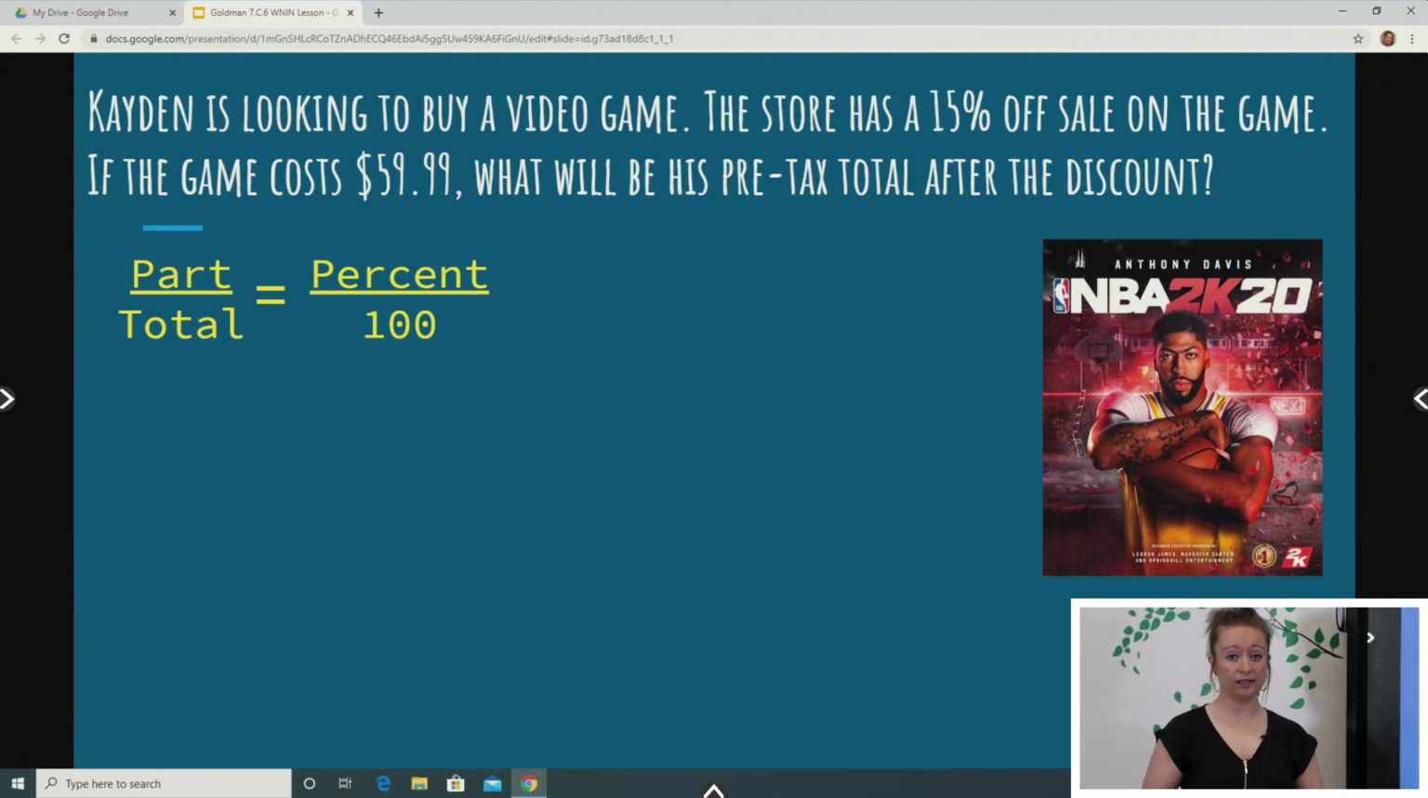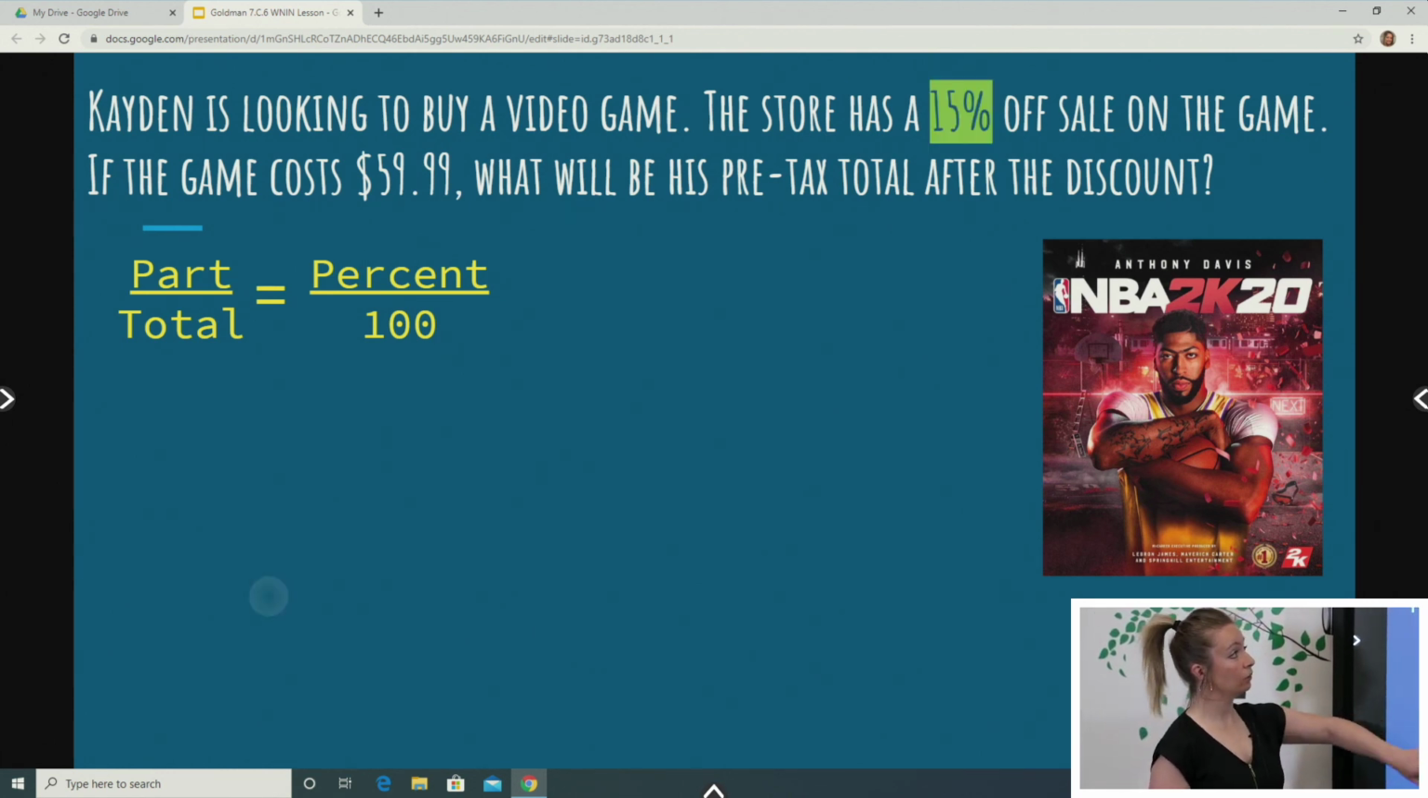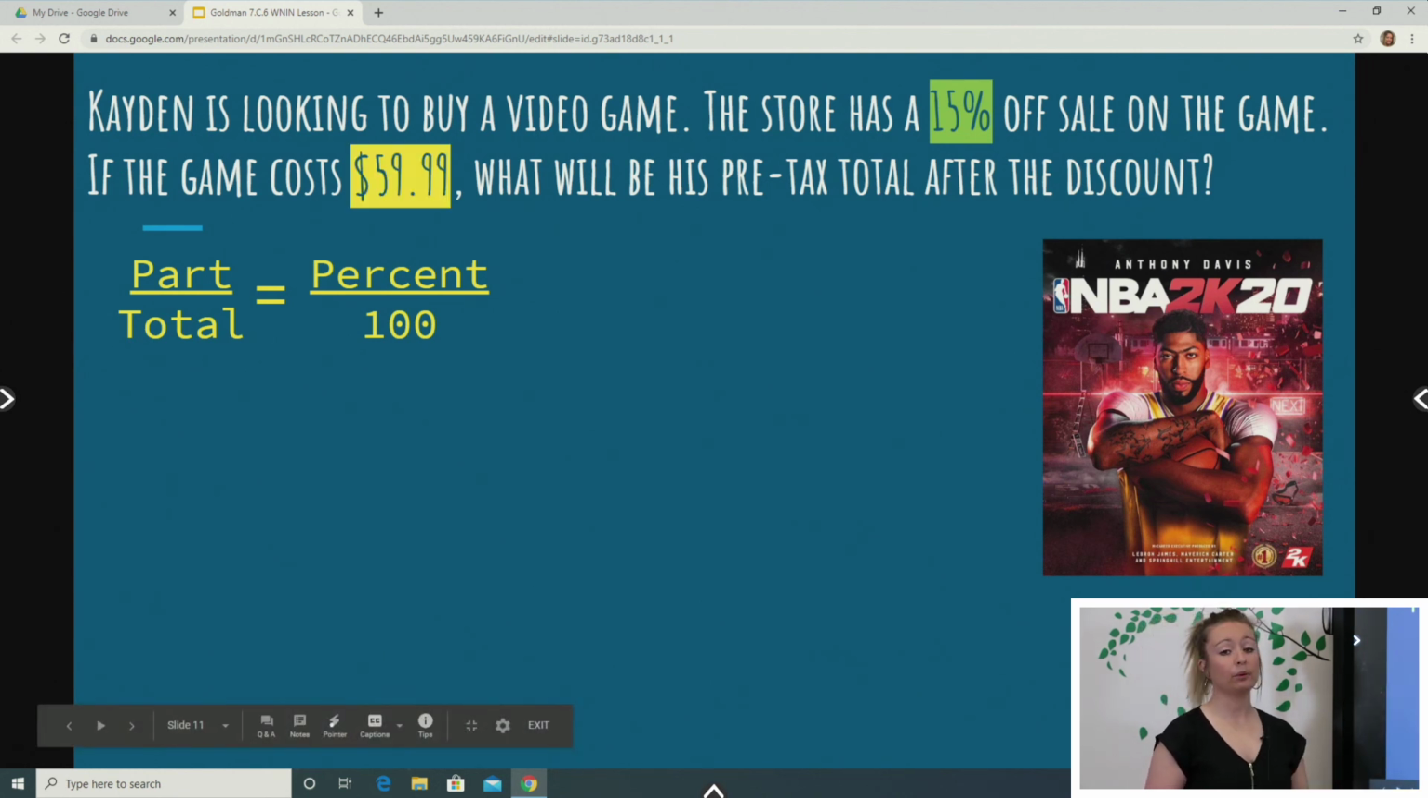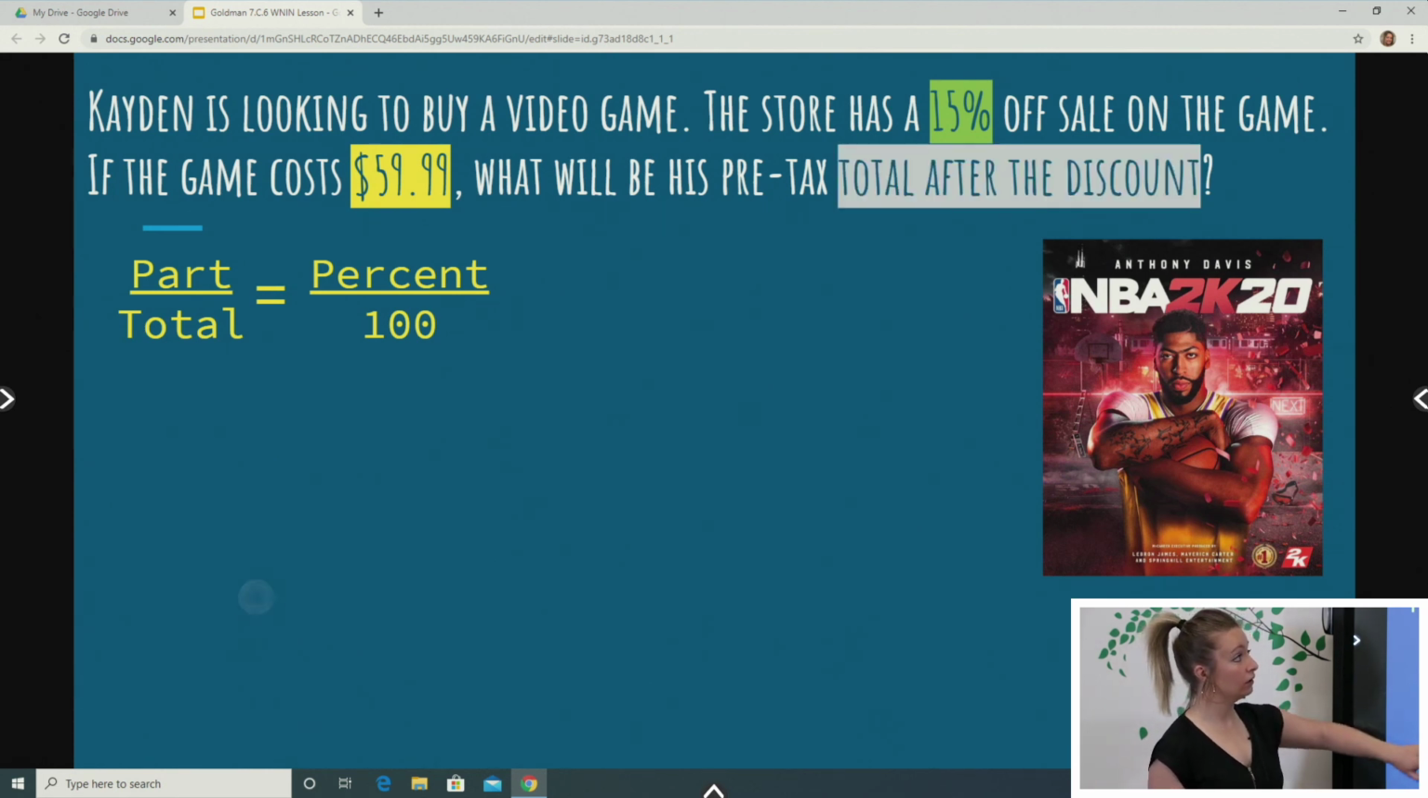So we know the price of the game. We know that it's going to be 15% off. And we know that that price is before tax. We're not concerned about tax in this problem. Our question is, what's the total after the discount? Not what is the discount, but the total after the discount. We've got two parts again here.